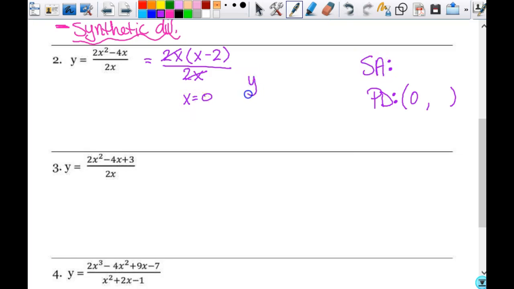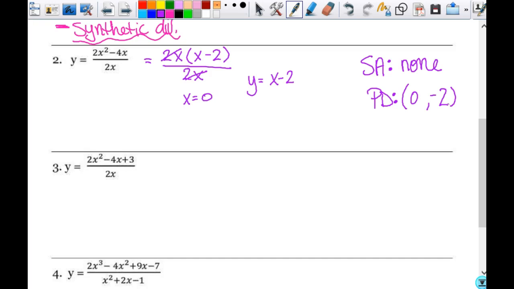So x is 0. Then this gives me y equals x minus 2. Well, do I have a slant asymptote? No, because it's not even a rational function anymore, right? And it says the reduced rational. So there's none here. But I can actually find the ordered pair for this, and it is (0, -2). We all okay with that?